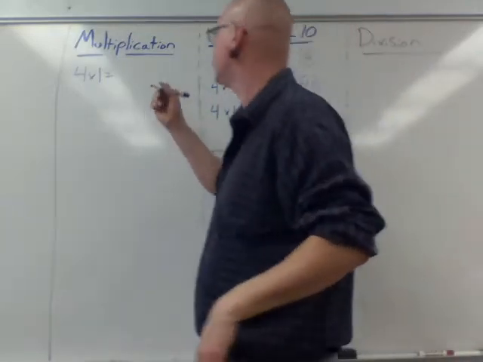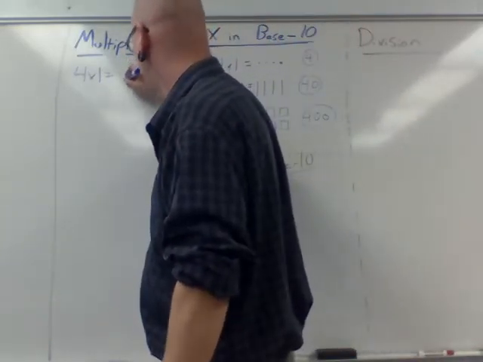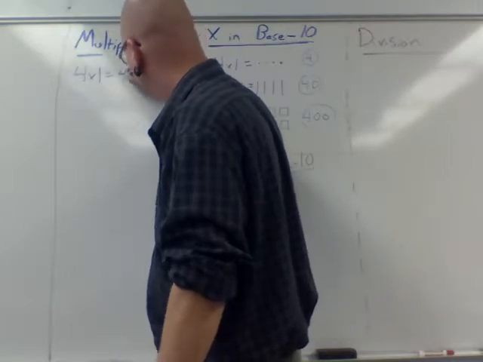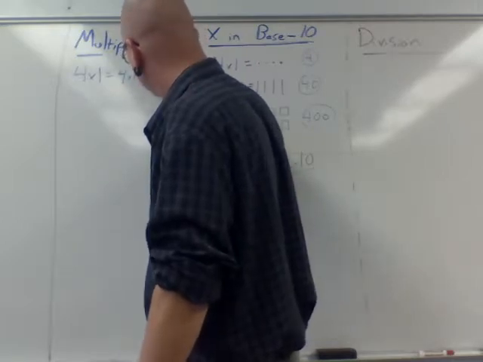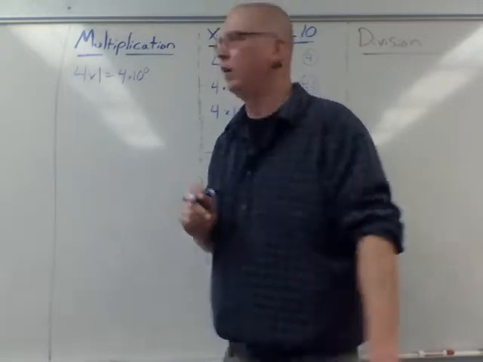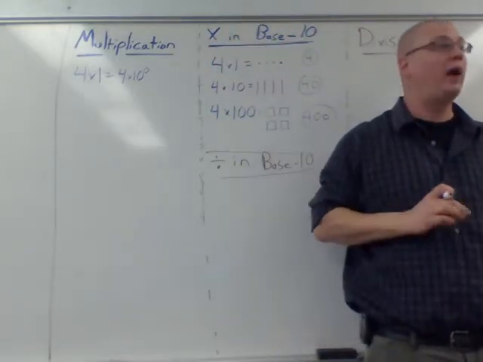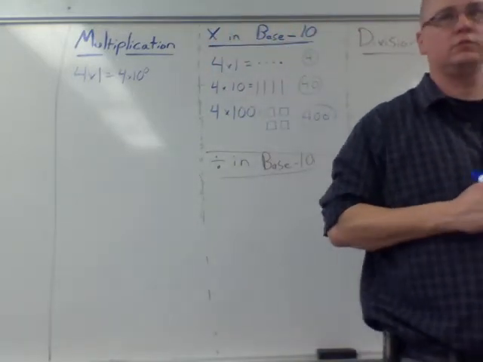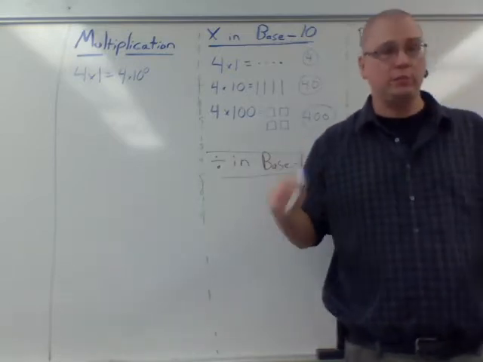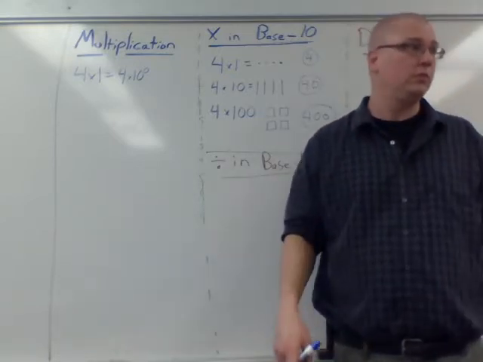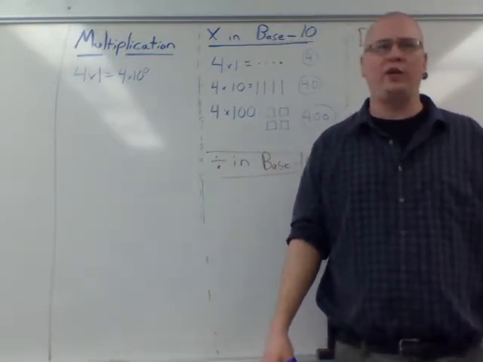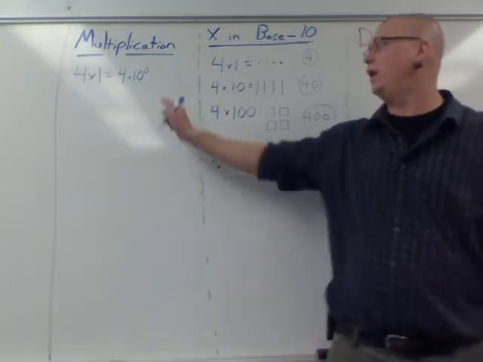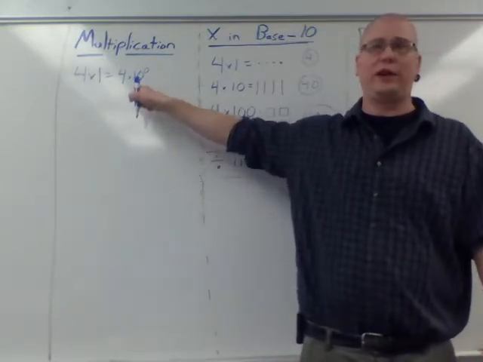How about this, though? Four times 10 to the 0 power. Exponent form. It looks a little awkward because 1 is so simple to represent anyway. This is actually more complicated than just writing the number 1.